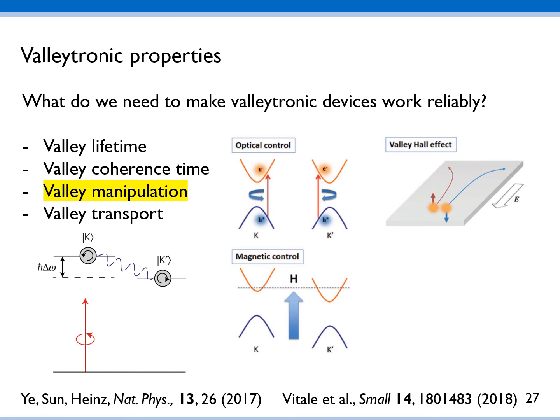Valley manipulation is all about how we can manipulate particles depending on their Valley properties. So we have seen we can do that with optical control by selectively exciting particles using circularly polarized light. You can also use the Valley Hall effect to spatially separate those particles. If we apply an external magnetic field, we can break time reversal symmetry and in that sense alter the respective energetic ordering of the valleys. And we can also have a similar effect induced if we use the optical Stark effect.